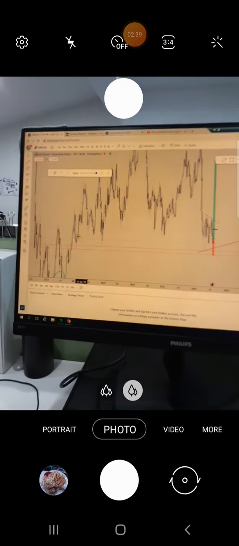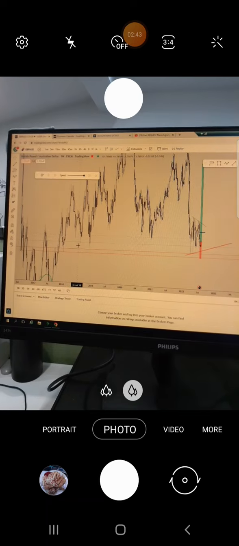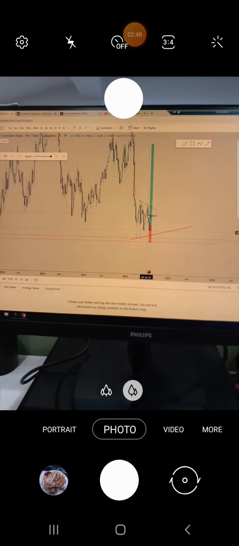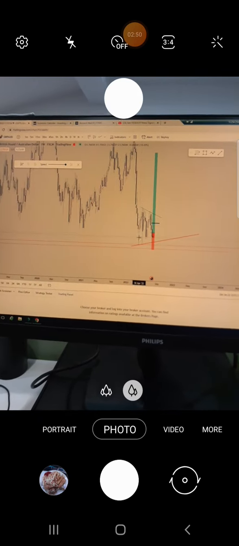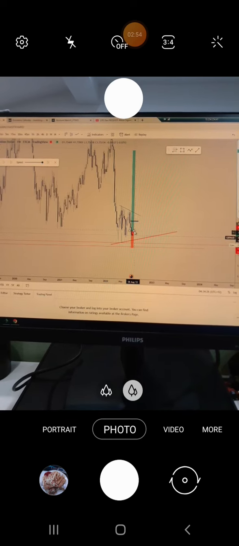You can see each time the market gets around this area, there's always a reaction. It comes down, it goes up, it comes down, it goes up, it comes down, it goes up, and it takes a long while to come to this level. Now it's down here now, and I'm expecting it to push to the upside.